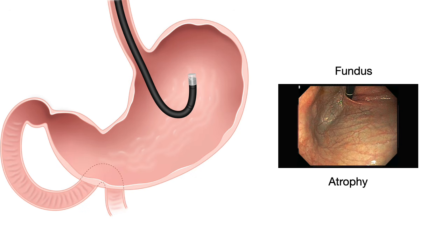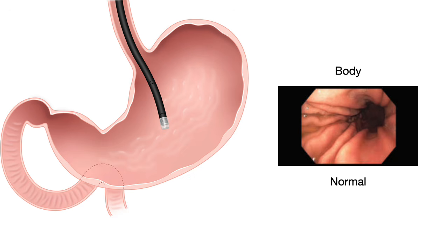The folds have disappeared, and you can see the nice blood vessels of the submucosa. So when you see submucosal blood vessels in the stomach with no folds, suspect gastric atrophy. So coming back, here is the body of the stomach, gastric folds, smooth mucosa.